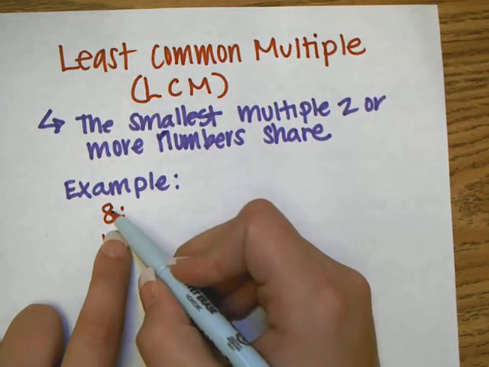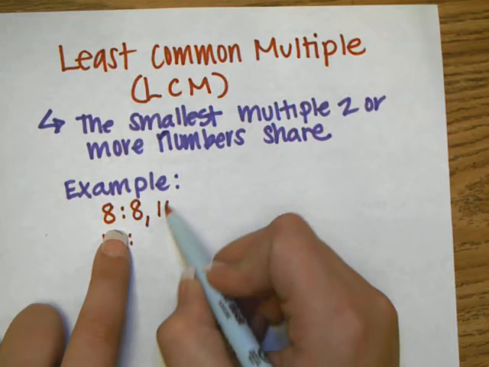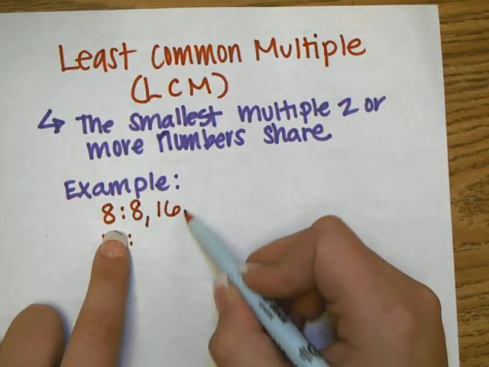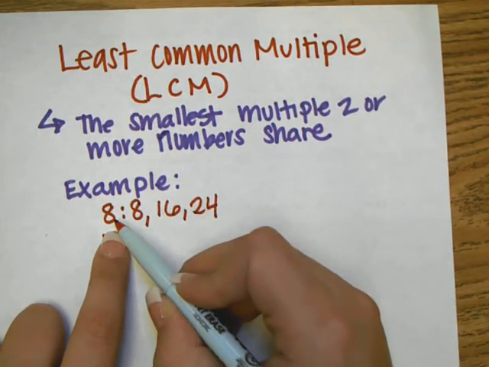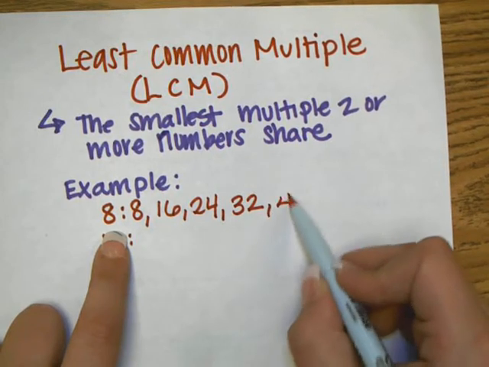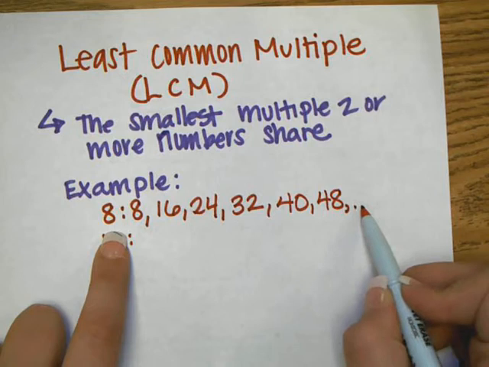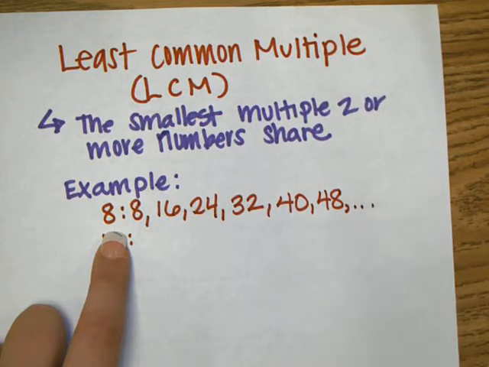For example, 8 times 1 is 8. 8 times 2 is 16. 8 times 3 is 24. 8 times 4 is 32. 8 times 5 is 40. 8 times 6 is 48. And we could keep going and going and going. There's an infinite amount of multiples.